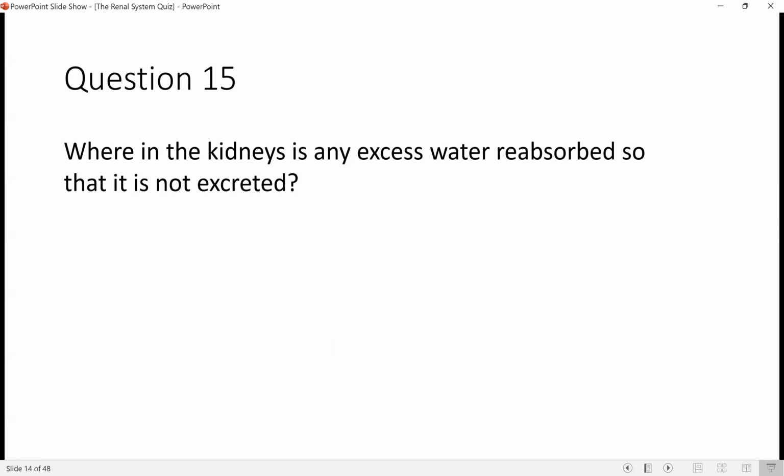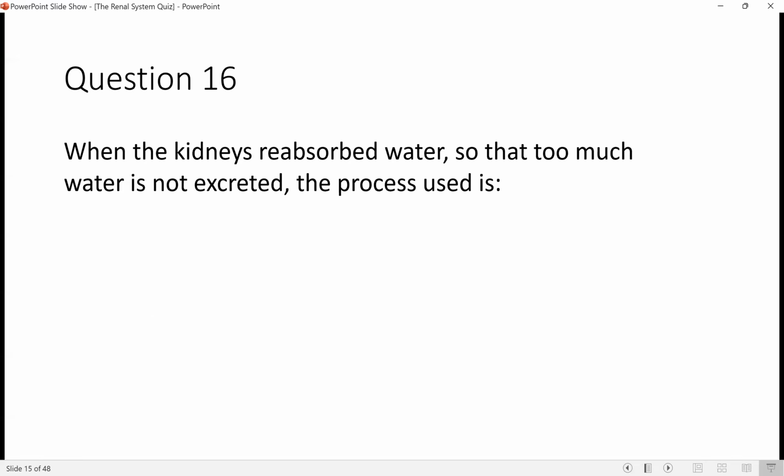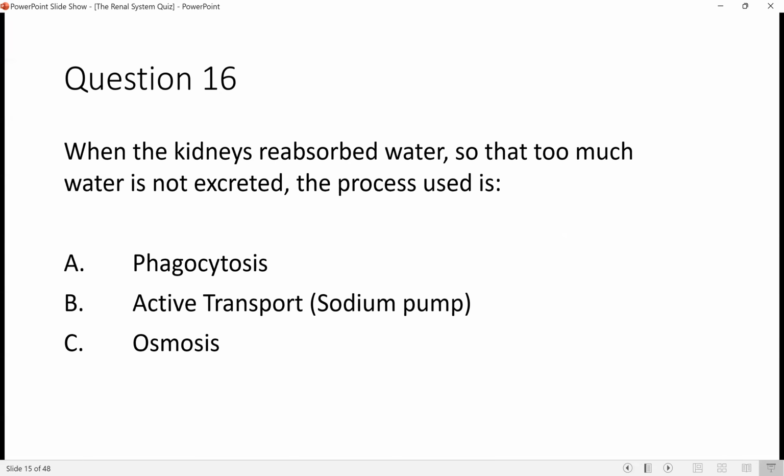Question 15. Where in the kidneys is any excess water reabsorbed so that it's not excreted? Nephrons, tubules, cortex, renal pelvis. Question 16. When the kidneys reabsorb water so that too much water is not excreted, the process used is phagocytosis, active transport, osmosis, or diffusion.